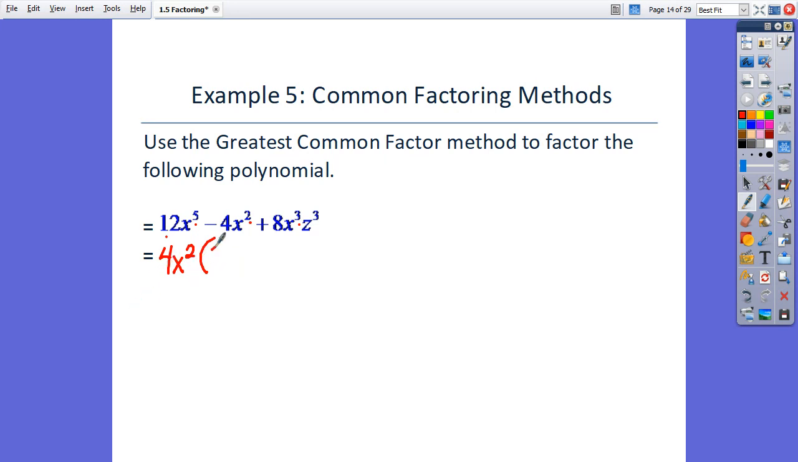Now we go through and we divide. 12 divided by 4 is 3. I remove 2 of the 5. That means there's 3 x's left. On the second one, notice I removed the entire thing. So I have a minus, but it's not 0. It's going to be a 1 there because it's 4x squared divided by 4x squared. Then 8 divided by 4 is 2. I removed 2 of the 3 x's, and the z's have just been sitting there the whole time. And so there's our GCF form, factored form.